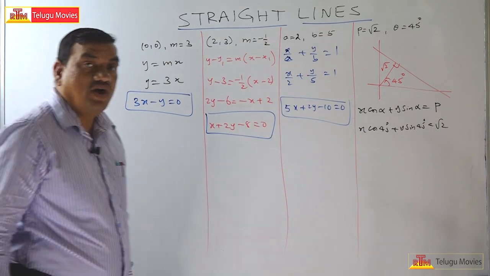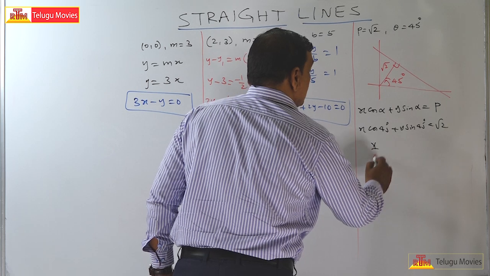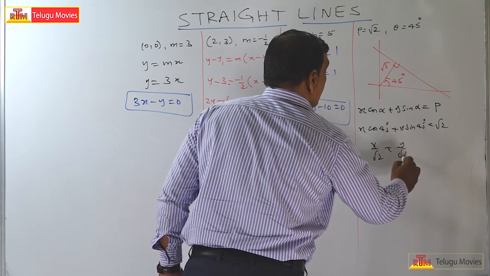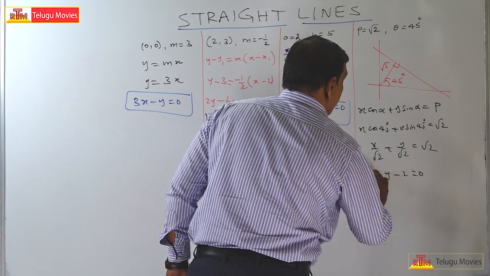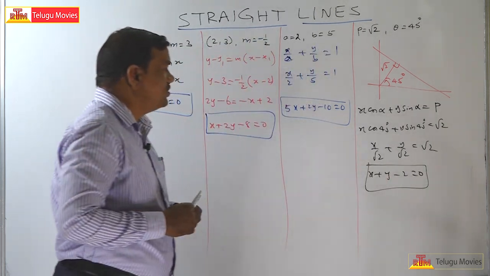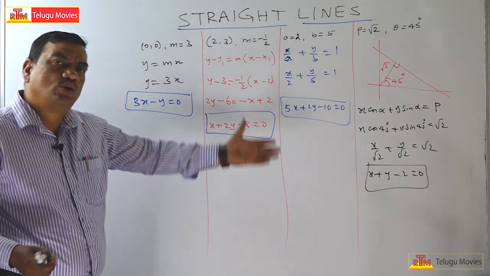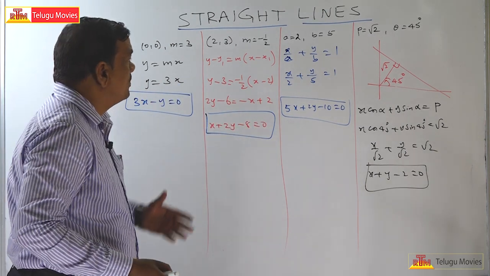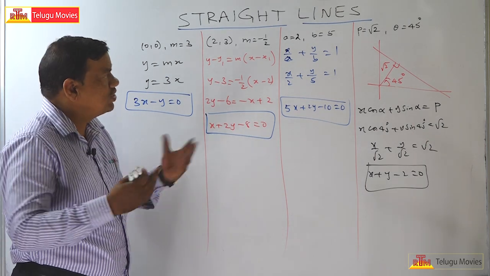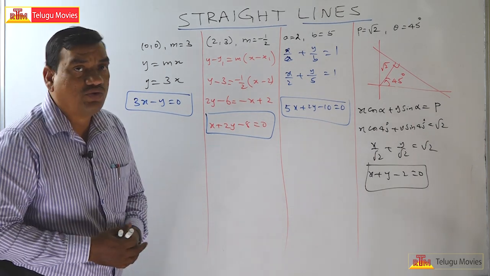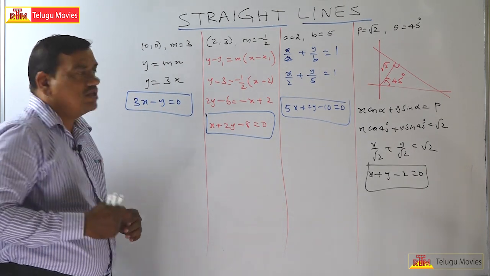So x cos 45 sin 45. So that is x upon root 2 plus y upon root 2 is equal to root 2. So this is x plus y minus 2 is equal to 0. So from all these examples, we can take 2-point form also, and slope intercept form also we can take. Even symmetric form also we can take. Now I have taken some 4 examples.